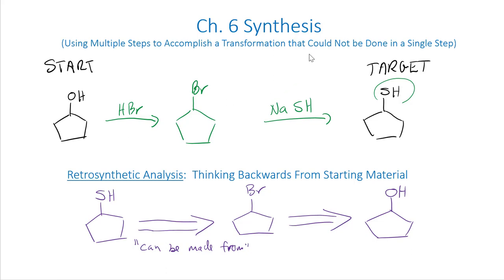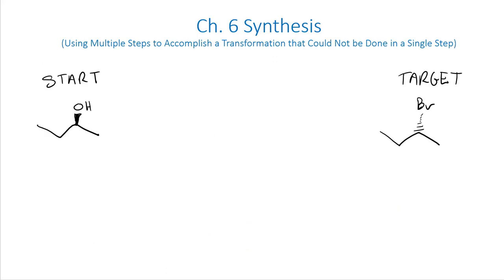Now, this approach can be used to deal with stereochemistry as well. So let's take a look at another example where we want to be stereospecific. Here we want to start with a chiral alcohol, S-2-butanol, and we want to make the corresponding alkyl bromide, specifically with inversion of stereochemistry. So pause the video here and take a few minutes and see what you can do.